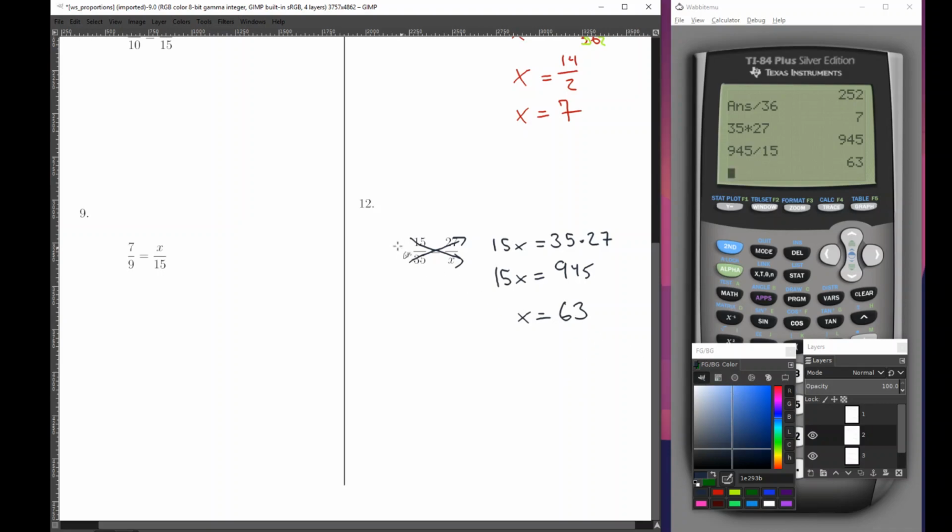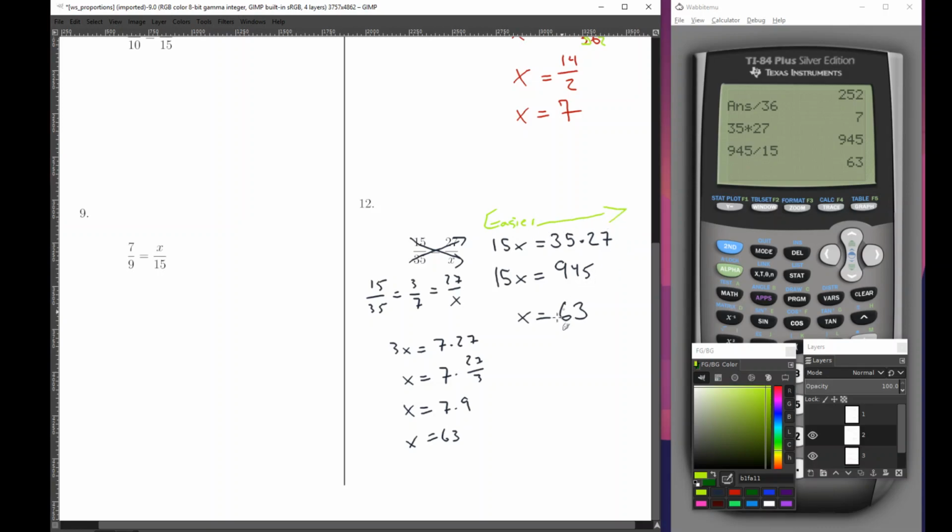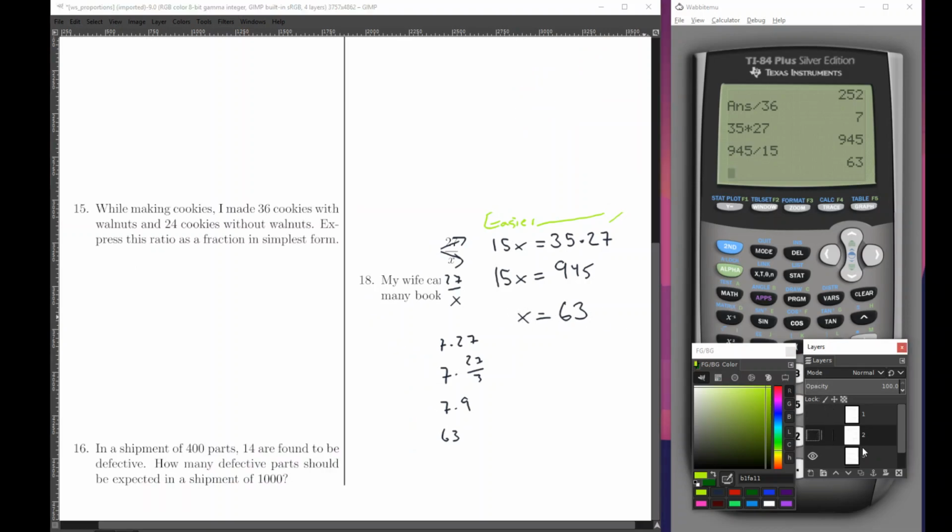And we could probably solve this doing some reducing. 15 over 35 is 3 over 7. 3x is equal to 7 times 27. x is 7 times 27 divided by 3. x is 7 times 9. x is 63. But, I mean, come on, this is easier, because of our good buddy calculator. Okay, next page.